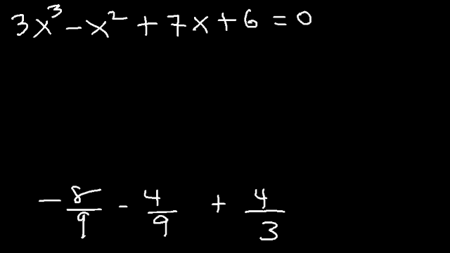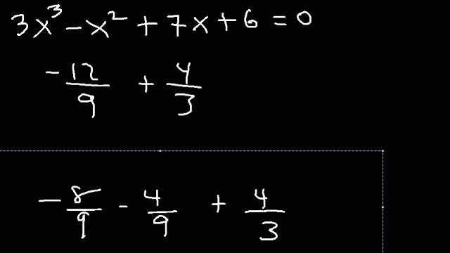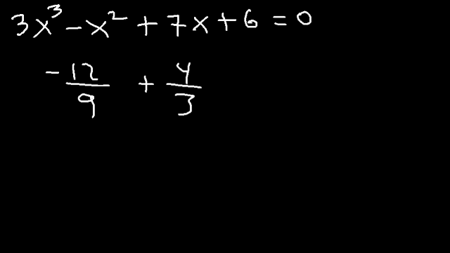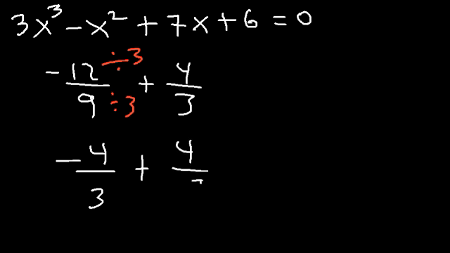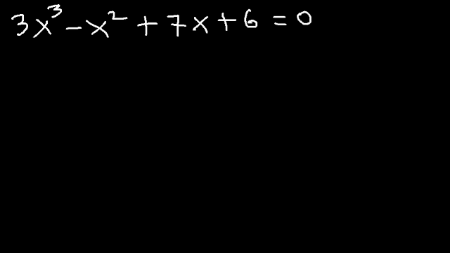Negative 8 over 9 minus 4 over 9. Negative 8 minus 4 is negative 12, which is looking good because we can reduce negative 12 over 9 to negative 4 over 3. Let's divide both numbers by 3. Negative 12 divided by 3 is negative 4. 9 divided by 3 is 3. So patience is well rewarded. Negative 4/3 plus 4/3 is 0. So we found our first 0. So x is equal to negative 2 over 3.